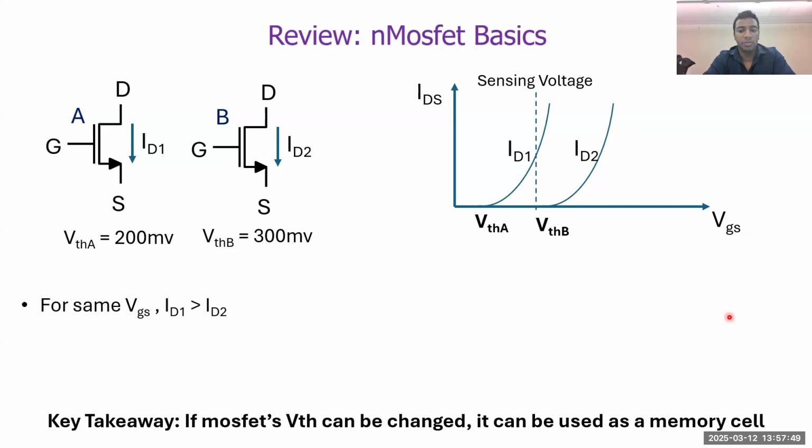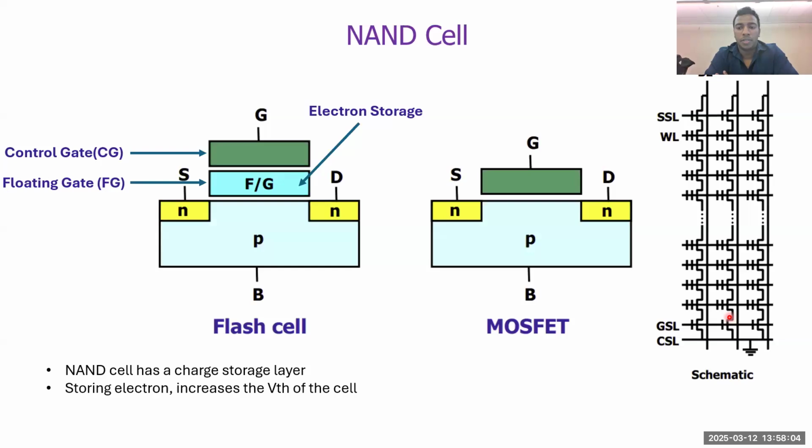We can change the threshold voltage of the memory cell to store the data. And then when we need to read it, we can sense the current through the cell, which in turn gives us the data we stored. So the main question is, how do we change the threshold voltage of a MOSFET during runtime?